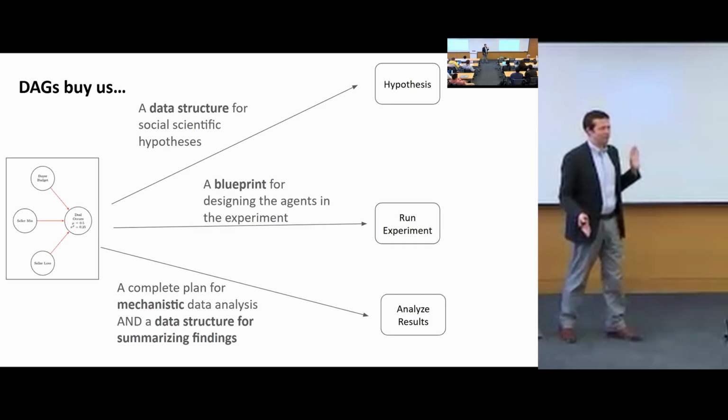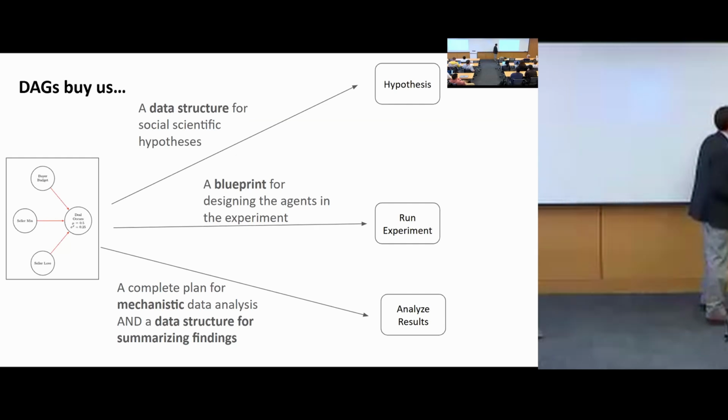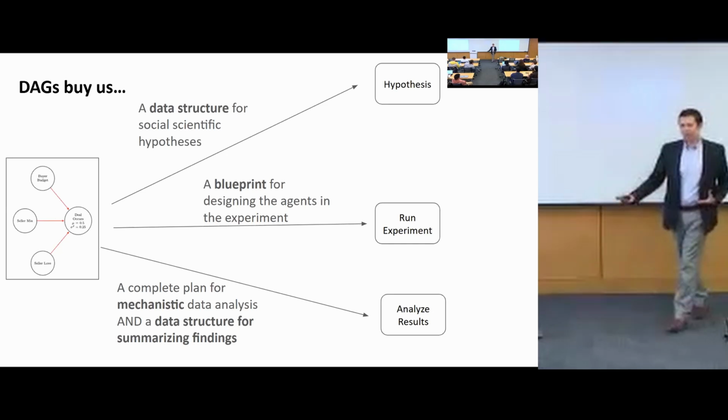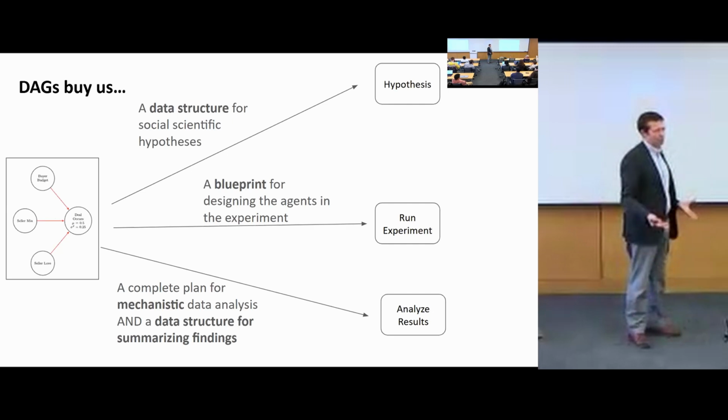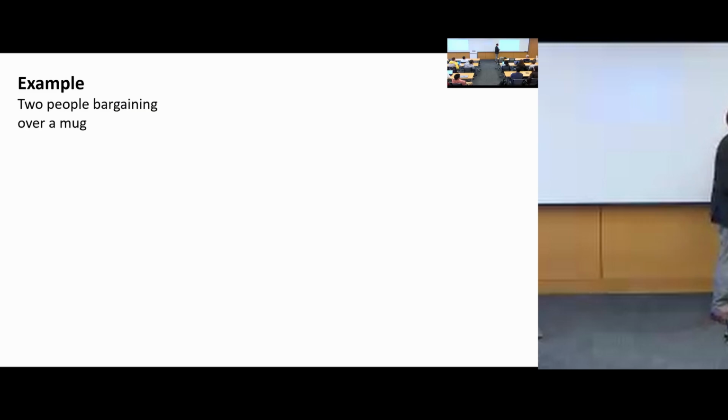Computer scientists sort of love them as a model of causal inference. But we found it to be very useful because it gives us this data structure to express these cause and effect ideas, and it gives us a blueprint for designing the agents. So if we say, hey, this is a cause, then we know that this is something the agent has to vary on. And the nice thing too is it gives you this mechanistic way of analyzing the data. If you can just fit that model, there's kind of no art left once you specify the model.